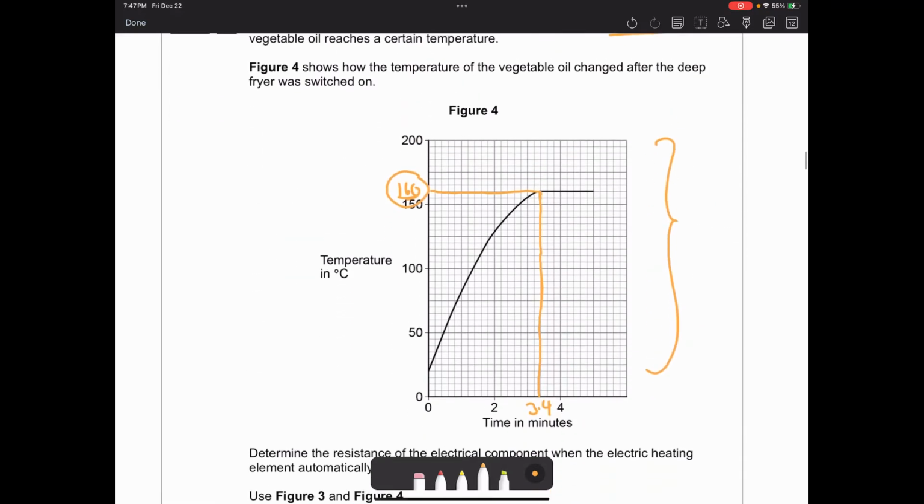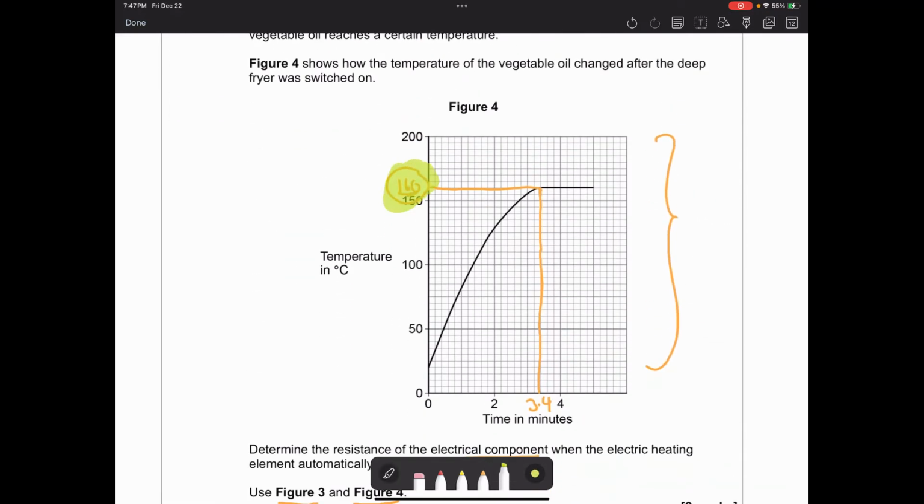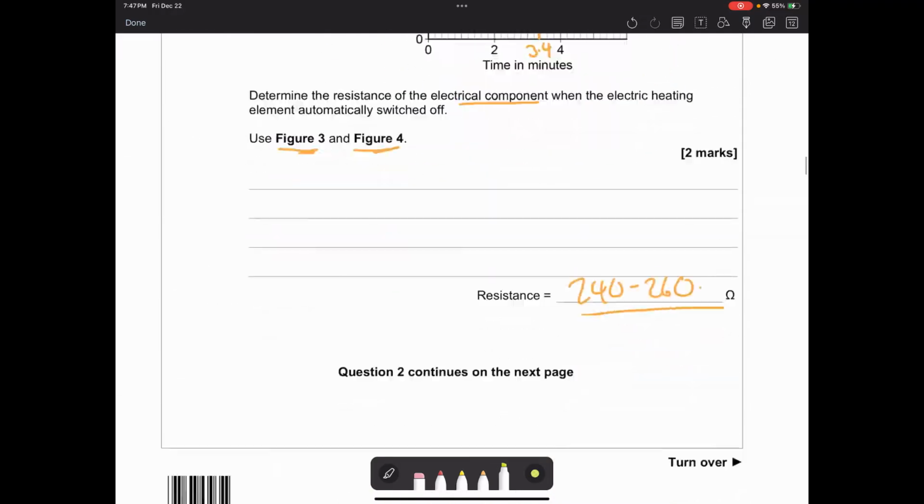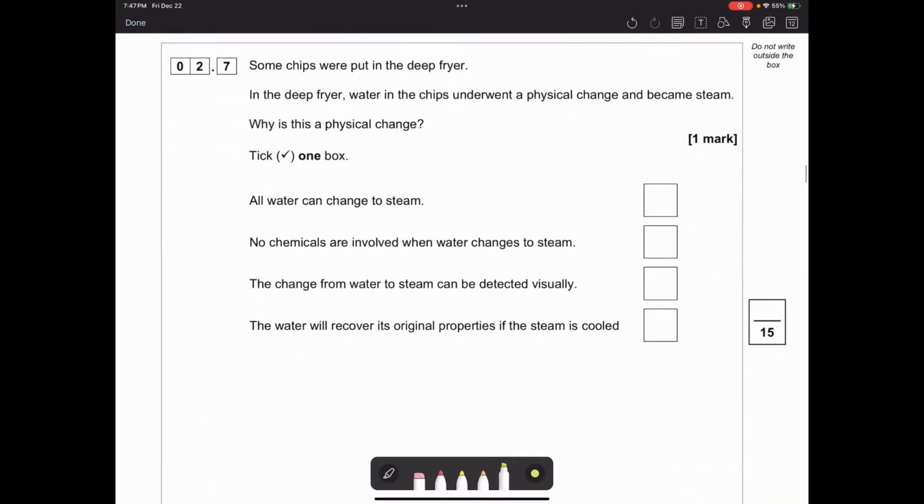But the key thing is identifying what temperature it's switched off at, and then taking that temperature and reading off the values on your graph to give you the resistance here. So linking two graphs together.